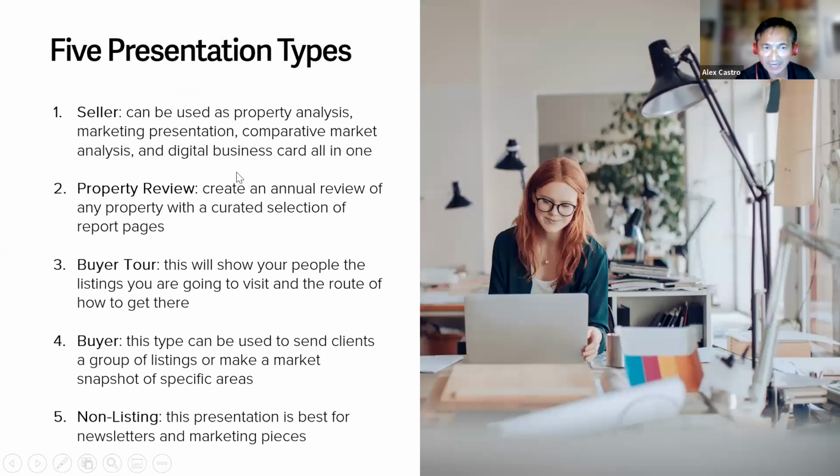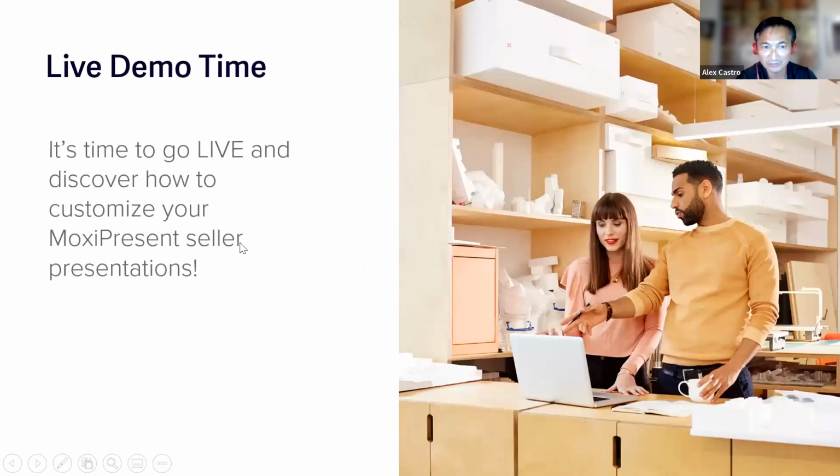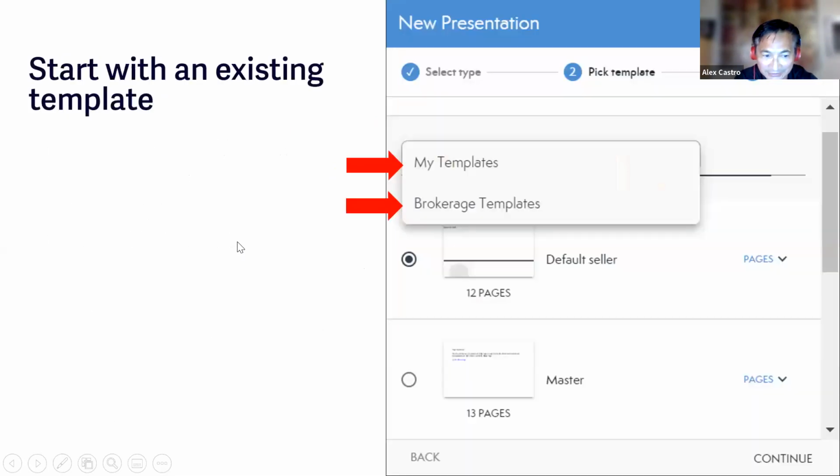Okay. So there are five presentation types: seller, property review, buyer tour, buyer non-listing. Today, we're going to focus on the seller presentation type. You can create whatever you want. You can have custom single page documents, but today we're going to focus on seller since I think this is the one that people most use and has been winning business. And I think everybody can appreciate that. Okay, so we are going to go live now into the system.